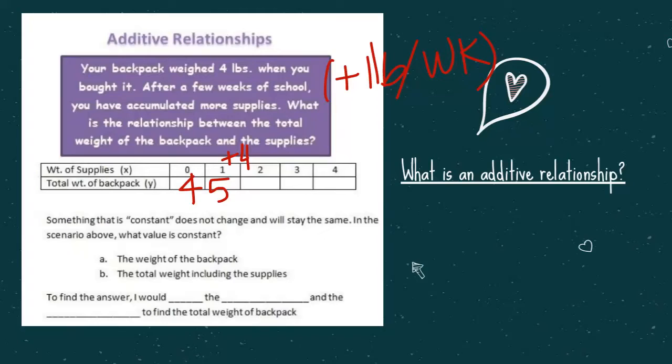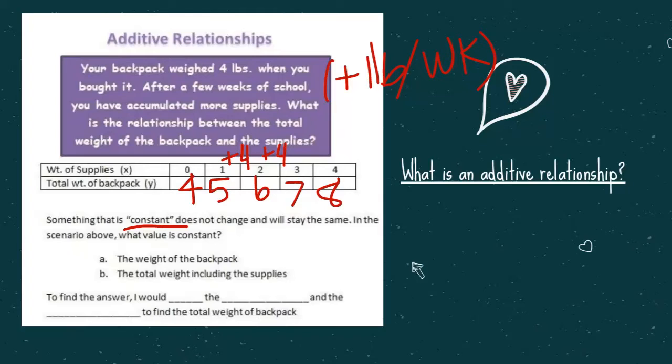Now for the next week, I've added another pound. So now my total weight of my backpack is 6 pounds because I'm adding the 2 pounds of weight for supplies to the original amount of my backpack, which was 4 pounds. The same with 3 pounds, my backpack would totally weigh 7. And then if my weight of my supplies is 4, that means the weight of my entire backpack would be 8. So when you read below, it says something that is constant does not change and will stay the same.